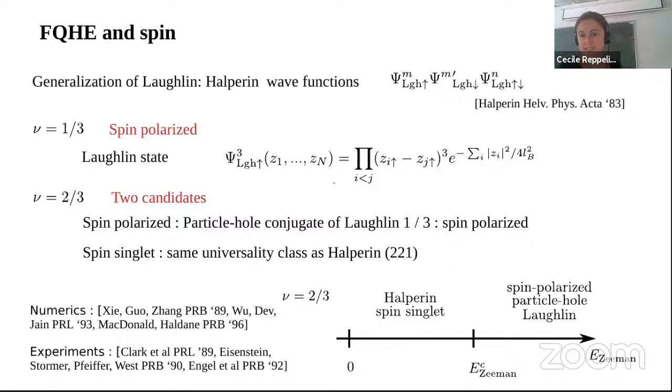So you see, this is an example of how spin can introduce another degree of freedom that makes the physics of the fractional quantum Hall effect even richer.